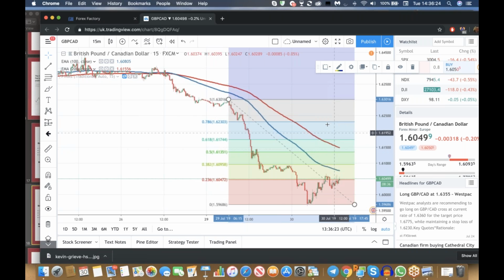You can see there's one swing point here, and there's another swing point there. So just above here, 1.63, 1.6315. The stop will be very nicely anchored.